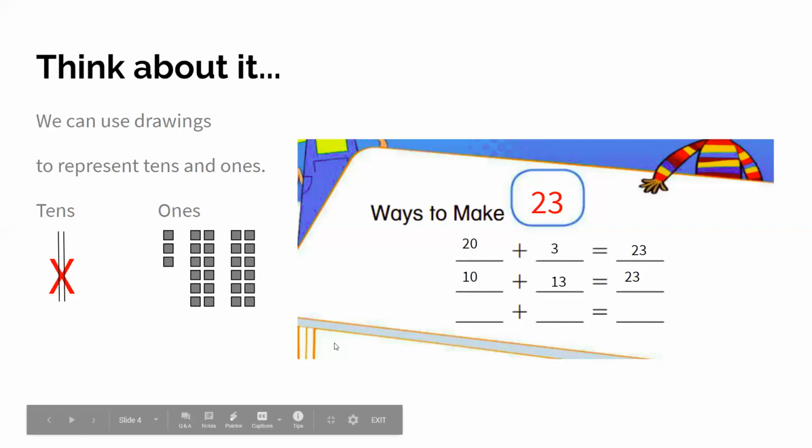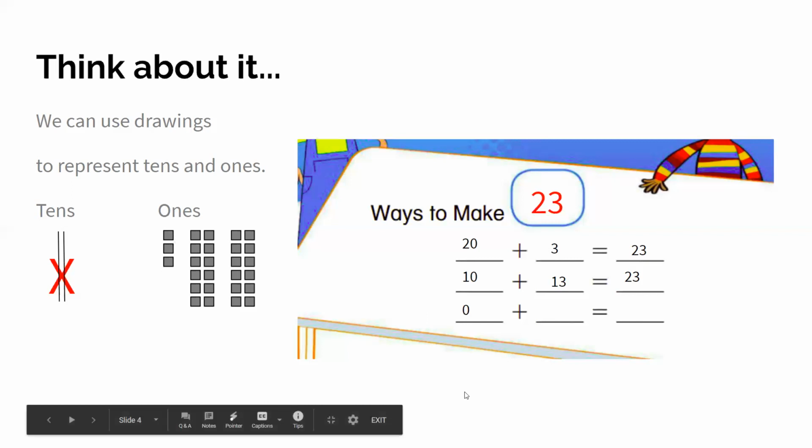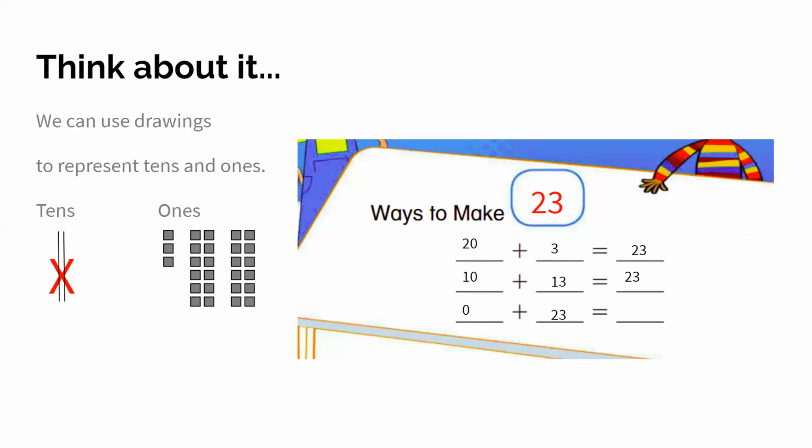So because we have no tens, that means that we're going to have a 0 for 0 tens. And now let's count by tens and count on by ones to see what we have over here. 10, 20, 21, 22, 23. So we have 23 ones. So our problem is going to be 0 plus 23 equals 23.